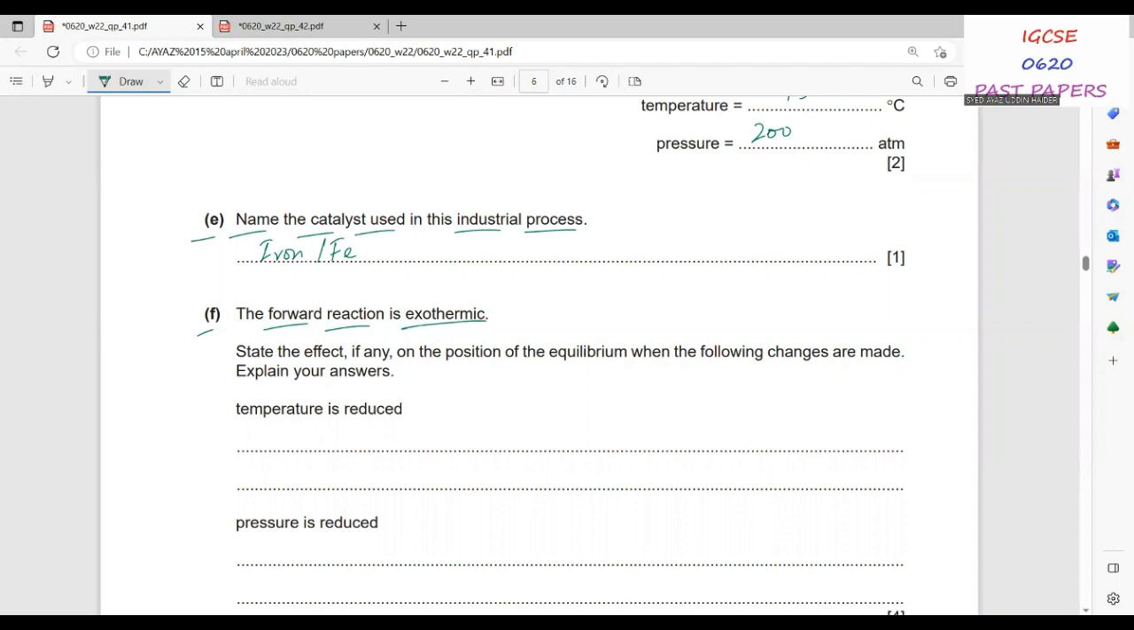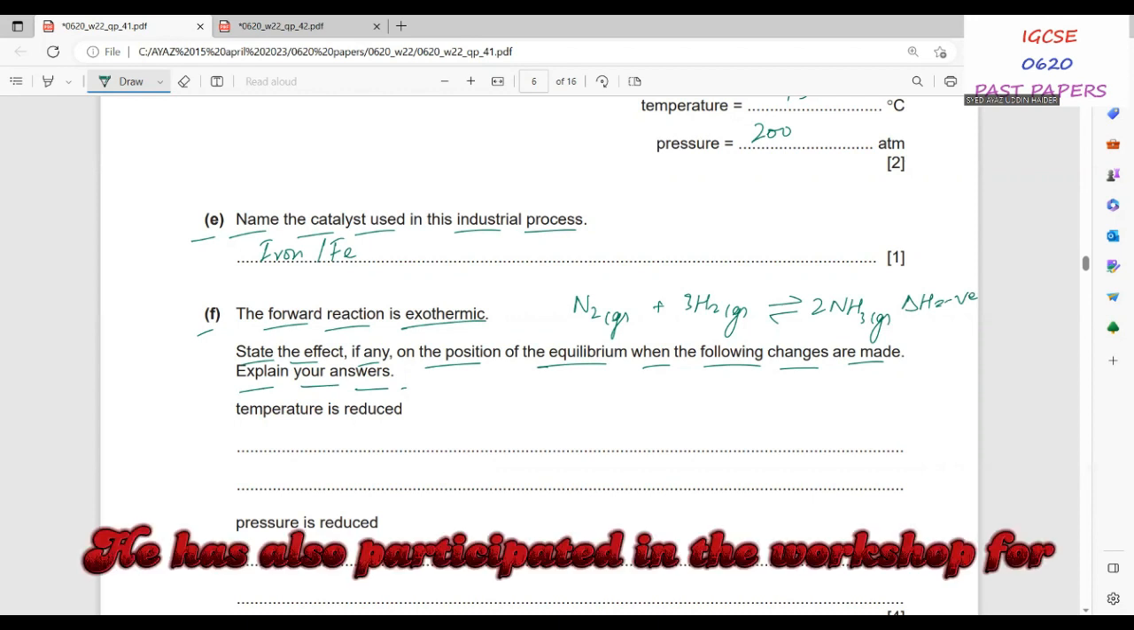If the forward reaction is exothermic, state the effect, if any, on the position of the equilibrium when the following changes are made. Explain your answer. For your convenience, I am writing the reaction equation here. N2 gas plus 3H2 gas gives 2NH3 gas. Forward is exothermic, so you write delta H is equal to minus. So we'll write the effect on the position of the equilibrium when temperature is reduced. Equilibrium will shift towards the right hand side, or product side.